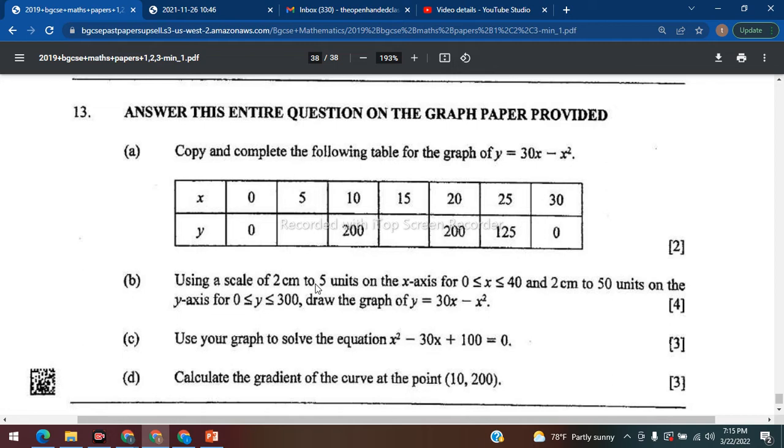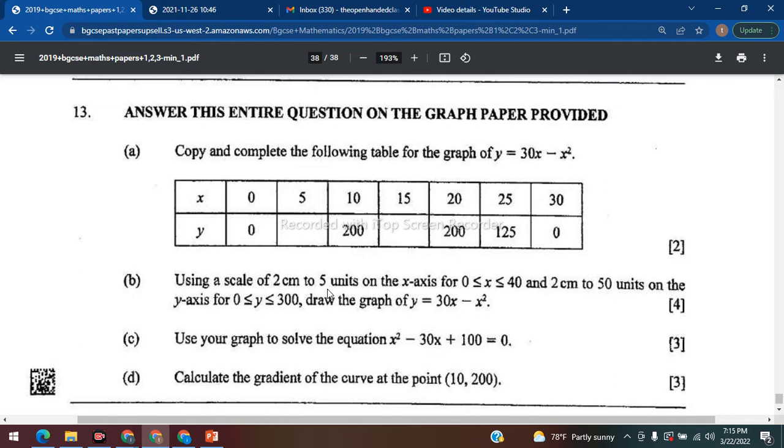Can you explain 5 units, please? What do you mean by that? Yeah, so they're saying... I was just about to explain it. What they mean is that every 2 centimeters is 5 units. So you count in fives, right? Every 2 blocks is 5 units.